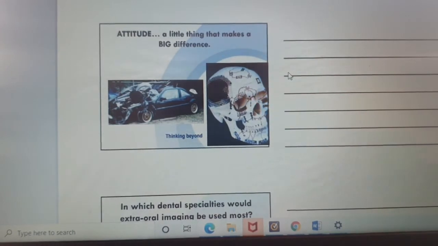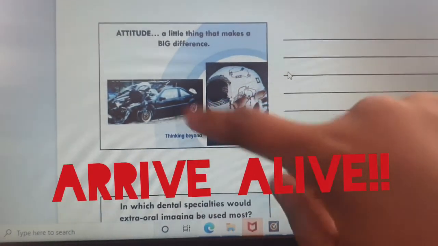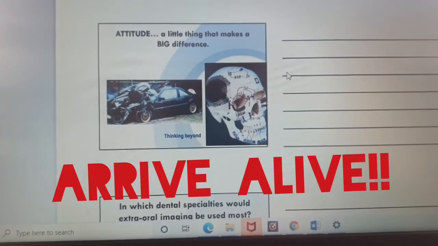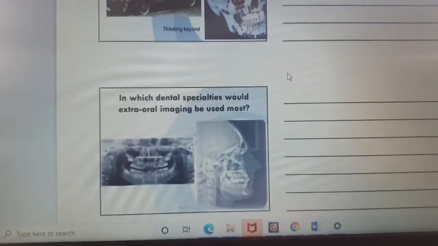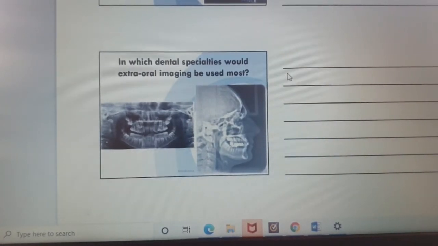So just being professional at all times, even in our conduct, in our extracurricular activities, such as not drinking and driving. Okay, so here they're just asking you guys, in which dental specialities would extraoral imaging be used the most?